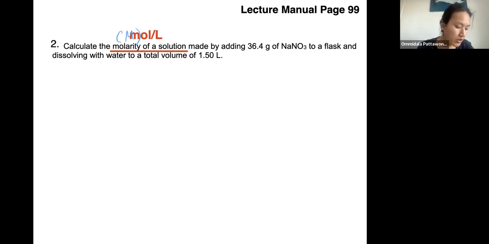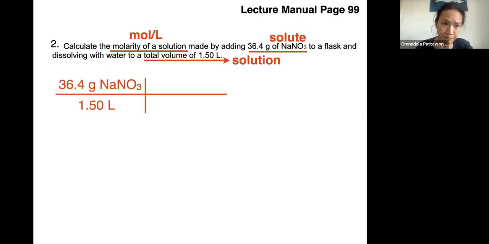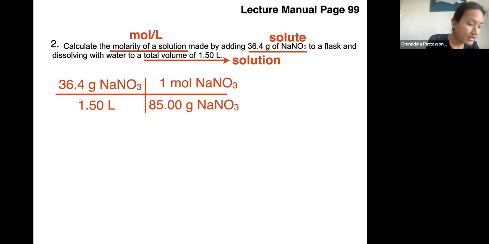So in this case, we know that molarity is mole per liter. Therefore, the first step would be you need to convert that 36.4 grams of solute to mole first, and then the total volume would be the volume of the solution, right? Because total means you already have solute and solvent added together, so total would be the solution. So again, first step would be to convert grams to mole by using the sodium nitrate molar mass, and then divide by the volume, which is liter. So again, this volume has to be the volume of the solution.